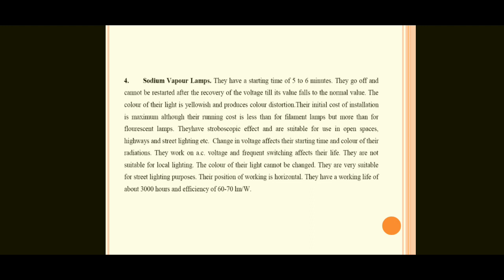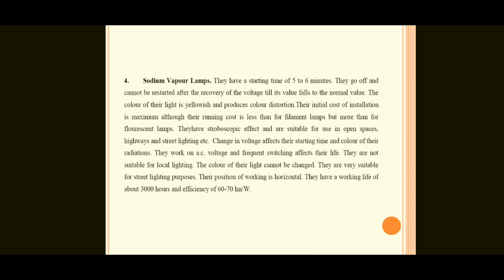So the color of this light is yellowish and produces color distortion. Here the color of the sodium vapor lamp is yellow. Different colors are present: yellow, bluish green, bluish white. Here the sodium vapor lamp is yellowish. The initial cost is maximum, but the running cost is less than for filament lamps, but more than for fluorescent lamps. Here the initial cost is maximum, but the running cost is minimum.